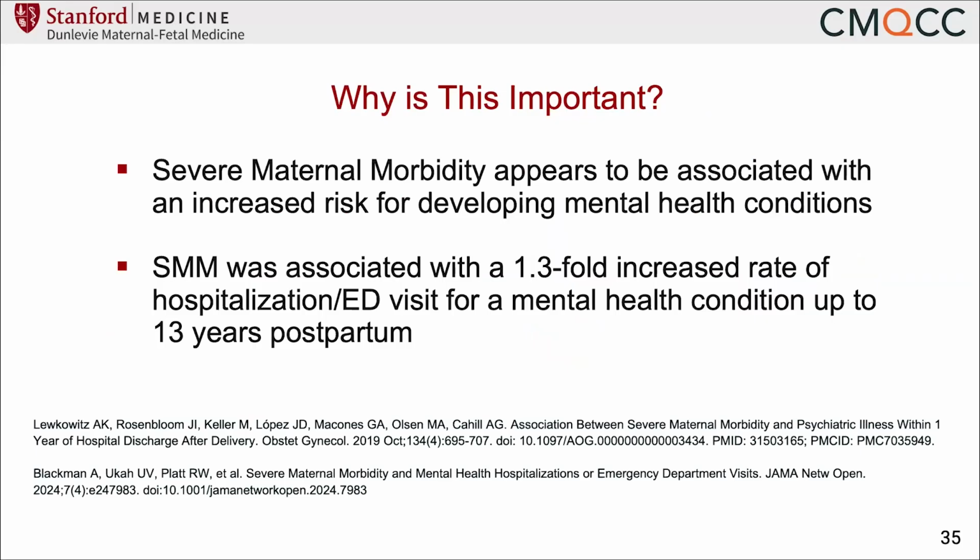Next slide. And so why do we even care about birth trauma? Why do we care about mitigating birth trauma? Well, severe maternal morbidity appears to be associated with an increased risk for developing mental health conditions in the future, right? So how do we manage these conditions and how do we support them? And severe maternal morbidity was associated with a 1.3-fold increase rate of hospitalization or ED visits for mental health conditions up to 13 years postpartum. So I think that's something that we don't think about. And I know I didn't know very much about this until Kaylee brought it to the table and really started addressing this within the collaborative. Next slide.